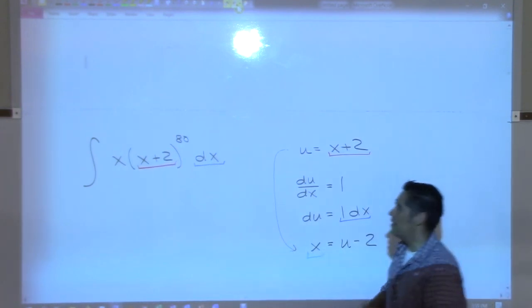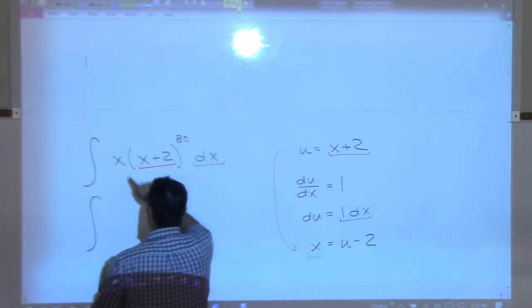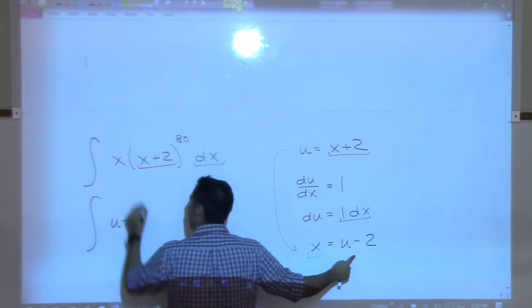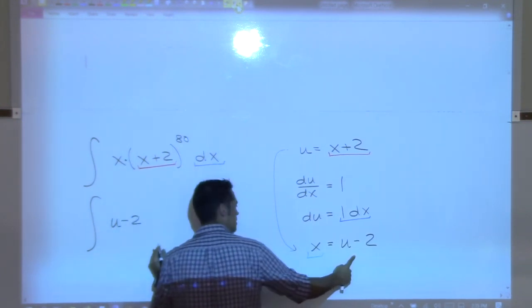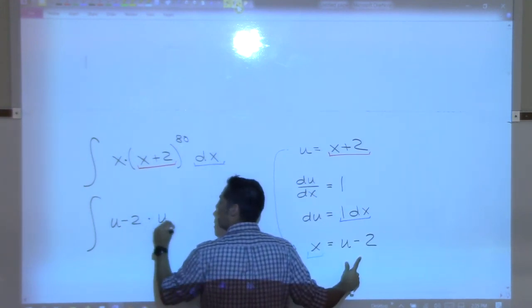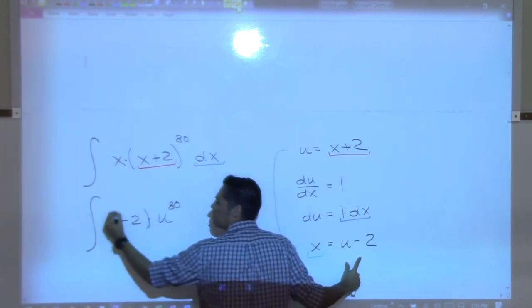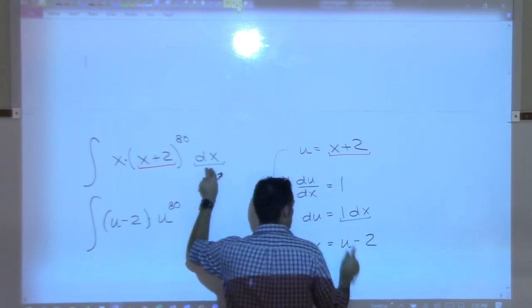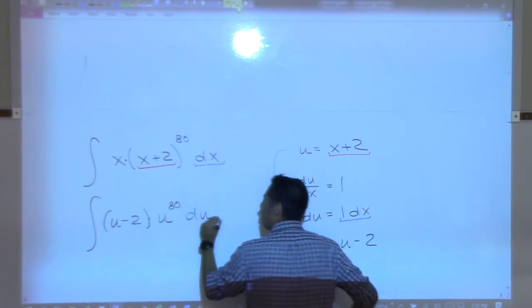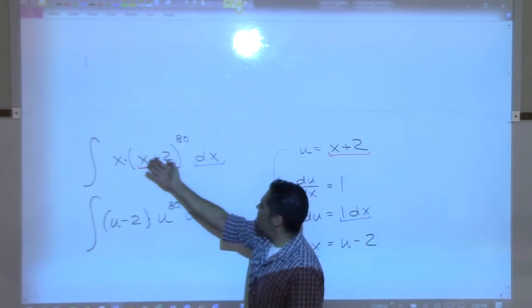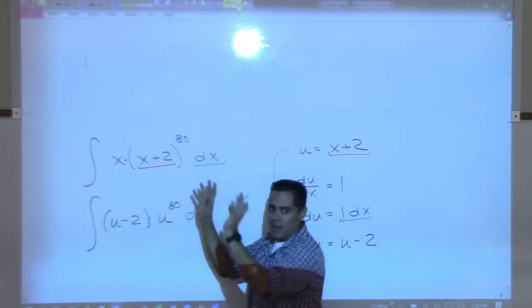Now let's see if we gained anything here. This integral now becomes x, which Alberto said is u minus 2, times u to the 80th power, right? Now I do need a parentheses around this, don't I? Because it's this x times that. And then dx is du. Now Alberto, why is that better than the original problem? Because before we'd have to expand that, 80 multiplications, that'd be terrible, right?